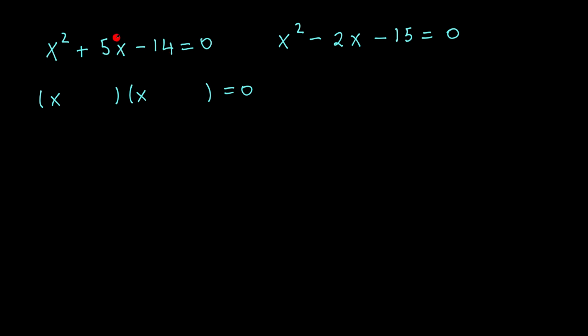Now, I need to find two numbers that multiply together to give me 14, but when added together will give me 5. So the two numbers are 7 and 2, because 7 times 2 gives me 14. And because I have a positive in front of the 5, that means the bigger number will be positive. In other words, it will be plus 7, and I have a minus 2 there. Because I have a minus here, that means they'll be opposite signs.